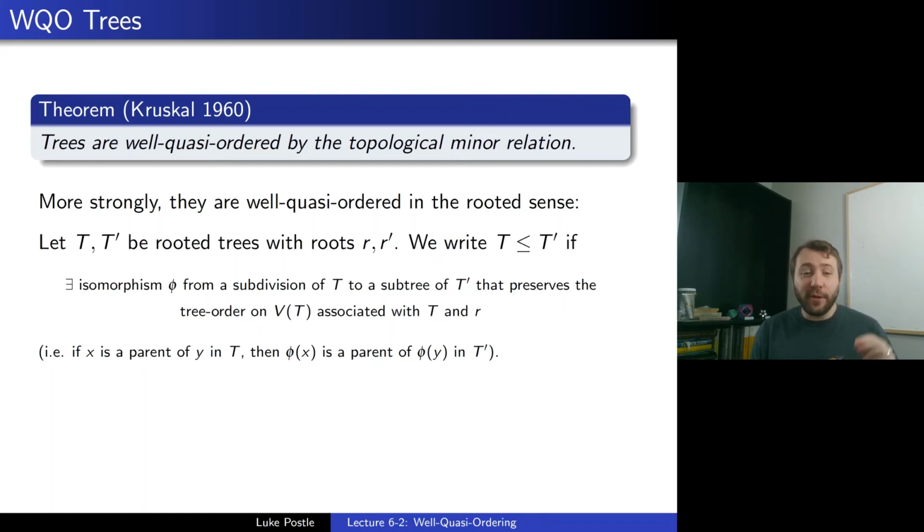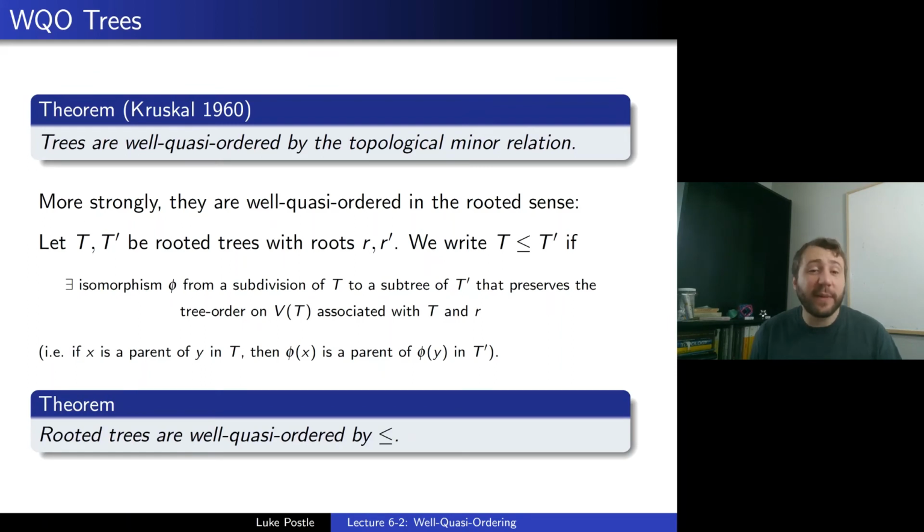So it preserves the root; the root of T will be the closest of its kind of subtree to the root in T prime, and so on. So it'll preserve the tree order. That's what the claim is for our new relation, and then the real theorem is that rooted trees are well quasi-ordered by even this kind of rooted topological minor relation.